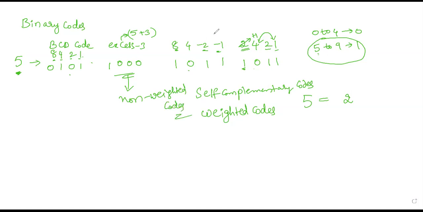Okay. Now, the next one is gray code. Gray code is also a binary code. Here we need to know how to represent the decimal digits in gray code.